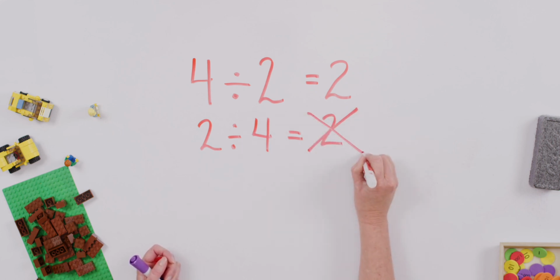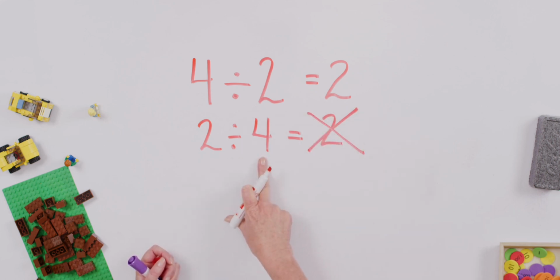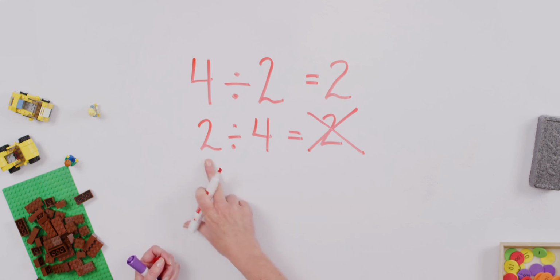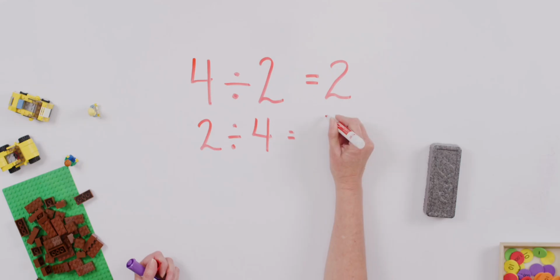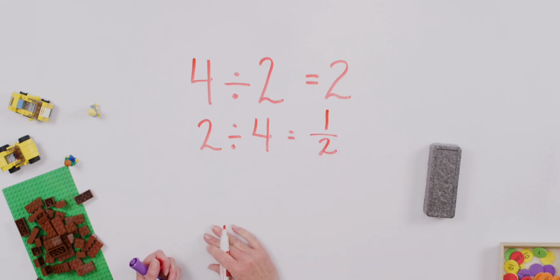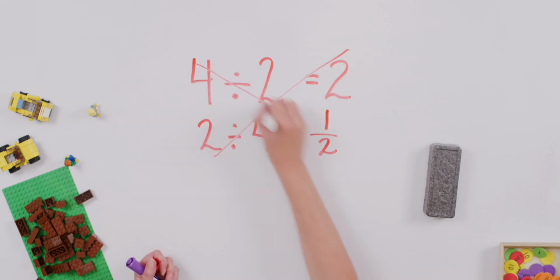No, it does not equal 2. 2 divided by 4 does not equal 2. If I had 2 cookies and I needed to divide it amongst 4 people, how much would each person get? Only half a cookie. So it does not work with division.